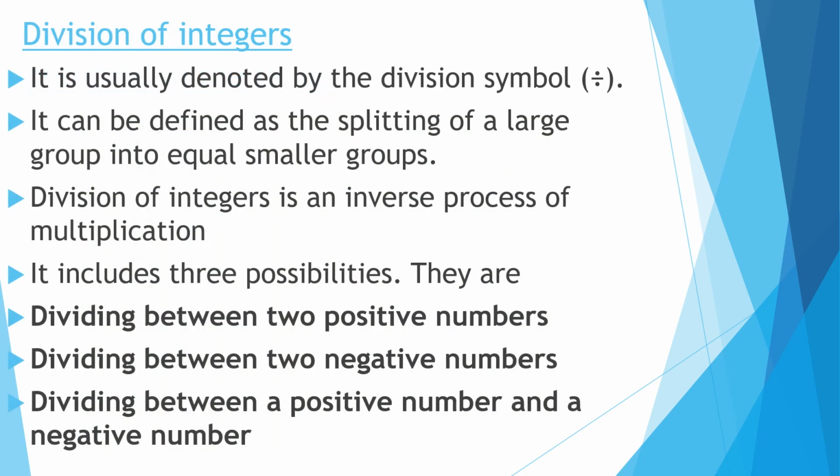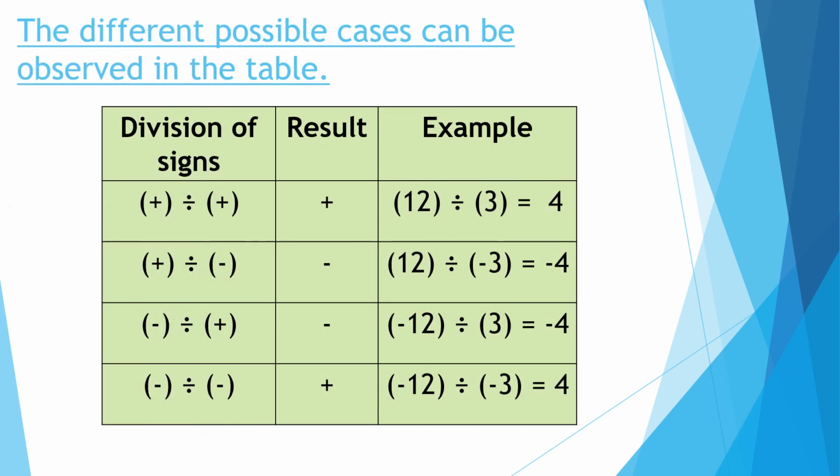Division of integers. It is usually denoted by the division symbol, which you can see on the slide. It can be defined as the splitting of a large group into equal smaller groups. Division of integers is an inverse process of multiplication, and it also includes three possibilities. They are: dividing between two positive numbers, dividing between two negative numbers, and dividing between a positive number and a negative number. Again, the different possible cases can be observed in the table. Again, we have three columns: division of sign, result and example.